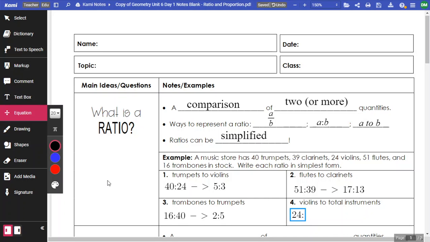Okay, hopefully you counted it up correctly, and you got 170. Now in the box, go ahead and write down the ratio, simplified ratio, of violins to total instruments.